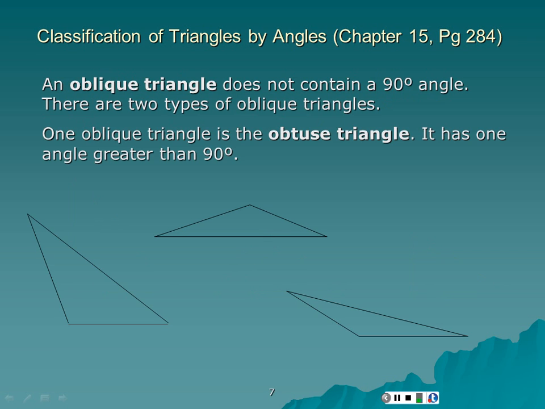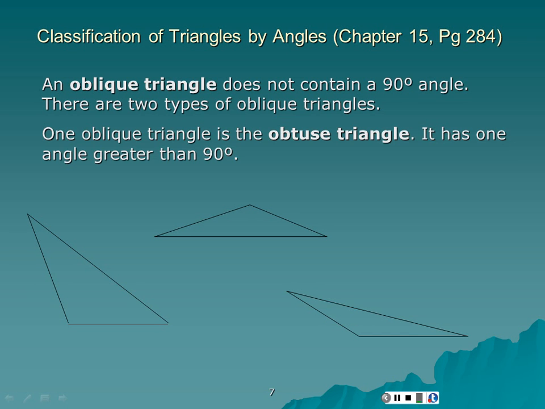So an oblique triangle does not contain any 90-degree angle, and there are two types. Remember, one is obtuse and another is acute. An obtuse triangle has at least one angle which must be greater than 90 degrees. You see here, this angle is greater than 90 degrees, right?